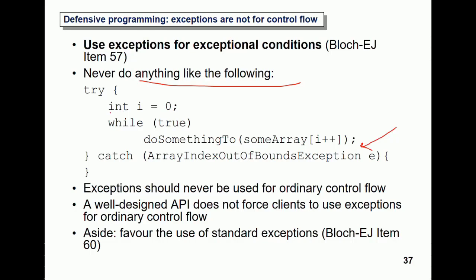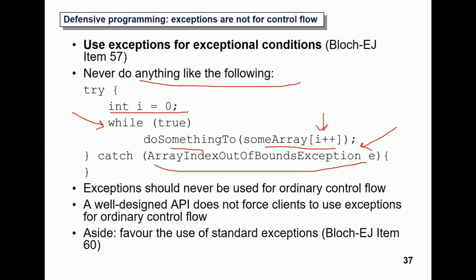I've got an integer value I set to 0 to start with. Then I'm saying while true. While true basically means do this forever. While true, do something to some array and increase the index gradually while you're doing this. Whenever the array gets to the end, we'll end up with an array index out of bounds exception. So they're using exceptions to end the loop, which is not the correct way to write a computer program.